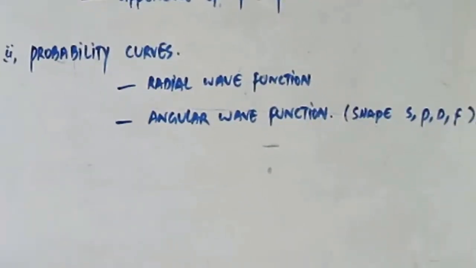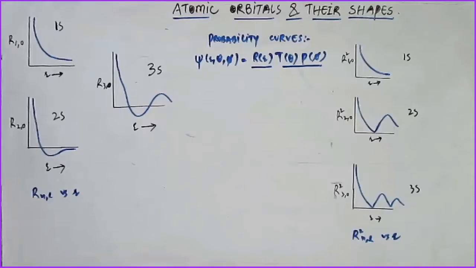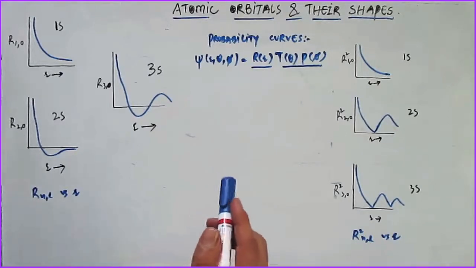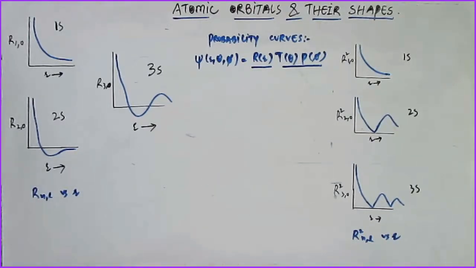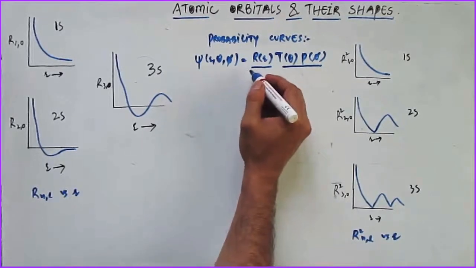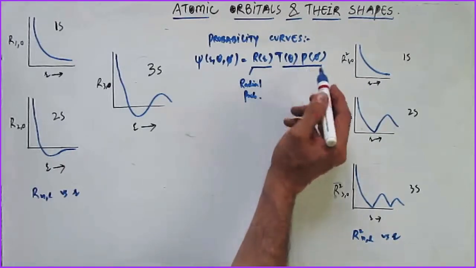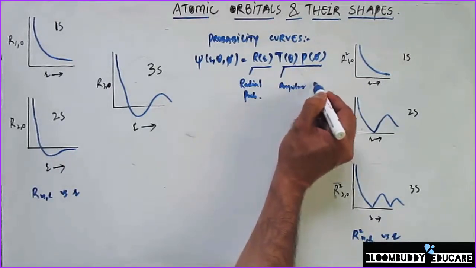This lecture is on probability curves, wherein we will learn about the radial wave function and the angular wave function, which give us the shapes of s, p, d and f orbitals. We looked at the difference between psi and psi square, and now the next section of our lecture is the probability curves. The probability curves are divided into two parts: one is the radial probability and the other is the angular probability. So this R(r) is the radial probability, and theta and phi are the angular probability.